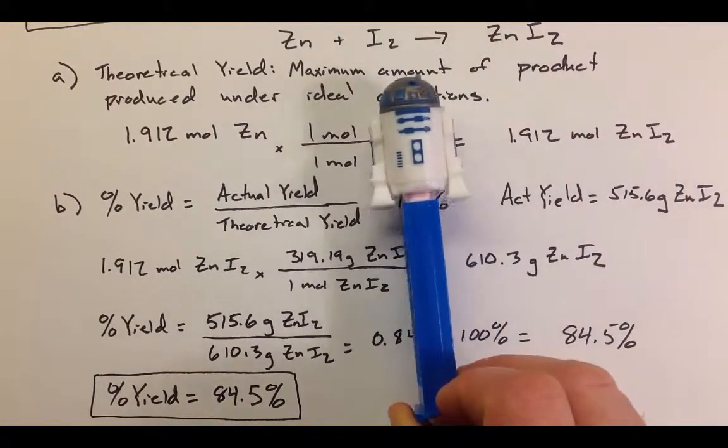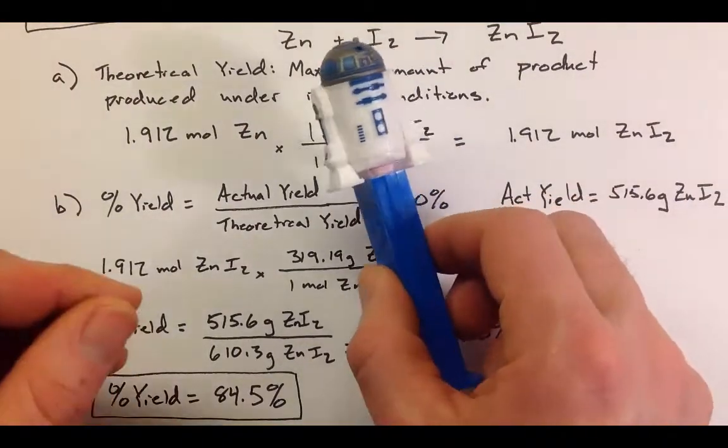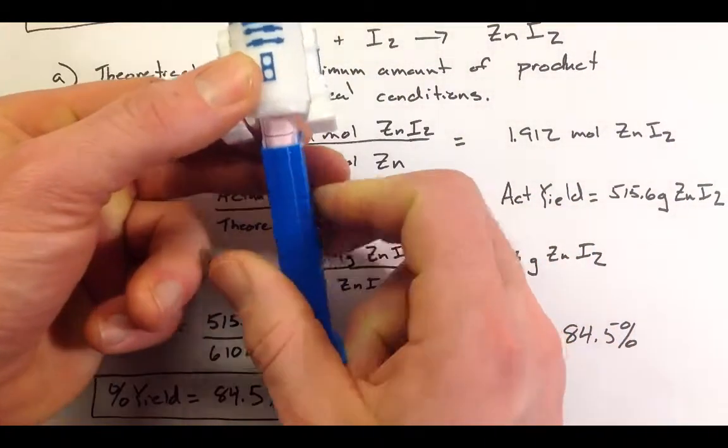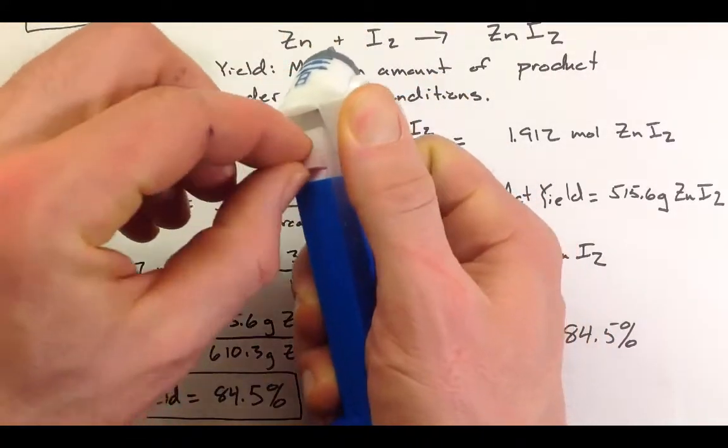And for being such good chemistry students, your reward is you're going to get a piece of Pez out of an R2D2 Pez dispenser. Are you ready? Oh, here you go.